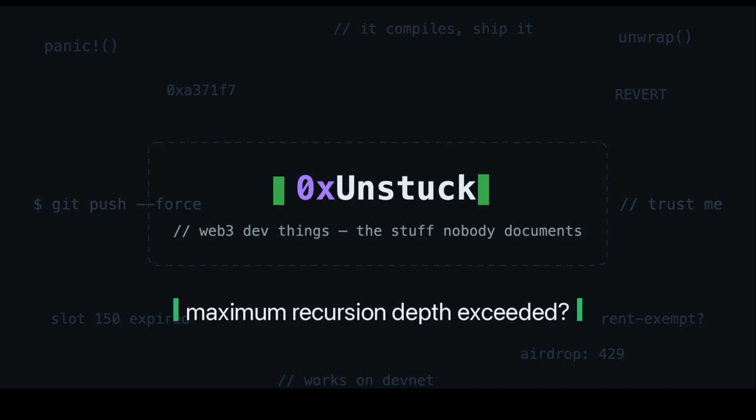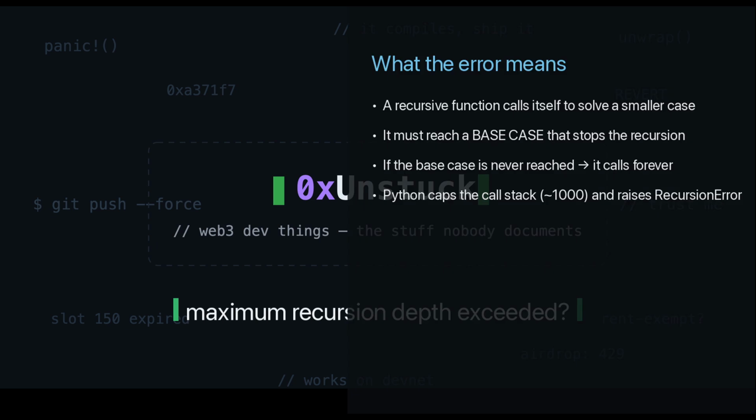Today, recursion error, maximum recursion depth exceeded. Your function is calling itself, and Python finally throws up its hands after about 1,000 nested calls. There are really two reasons this happens. Your recursion never reaches its stopping point, so it goes forever, or it's correct but genuinely too deep for the call stack. We'll reproduce the classic version, a base case that looks fine but can't be reached, read the traceback and fix it two ways. Let's go.